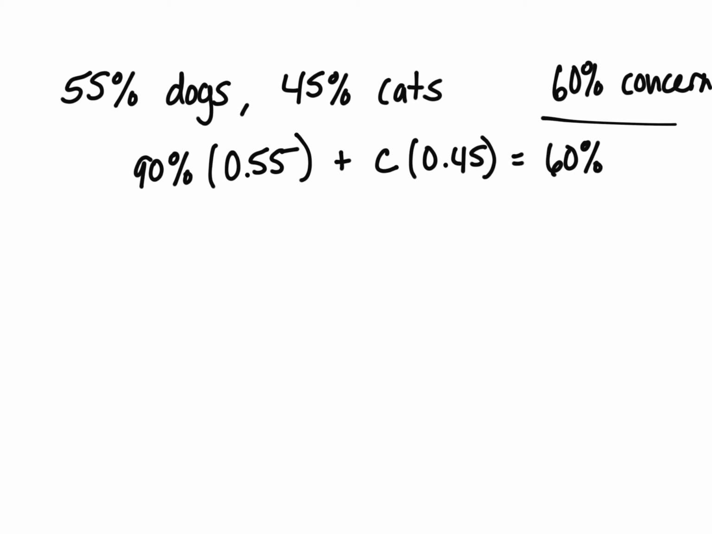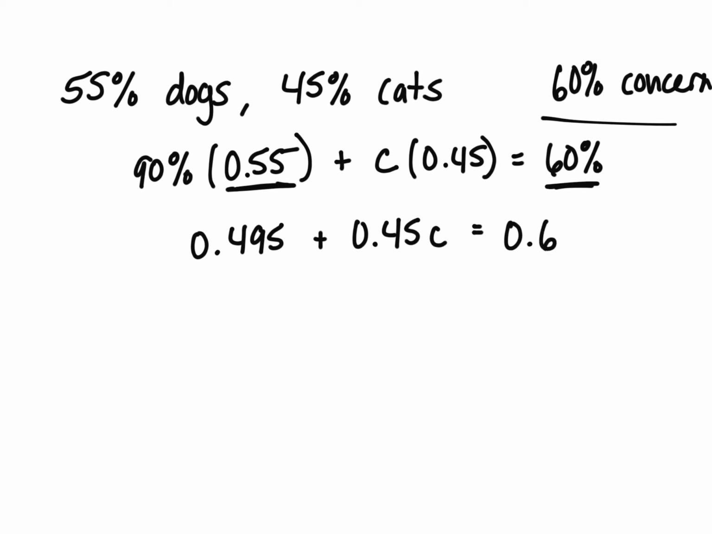So if you take 90% of 55, I change this one to a decimal. If you take 90% of 55, you get 0.495. We can rewrite this one as 0.45C. And over here, we can modify this one to change it to a decimal as well, which means we have to move the decimal 2 spots.